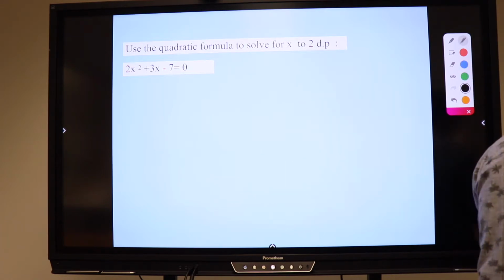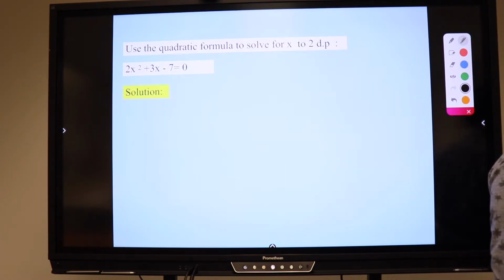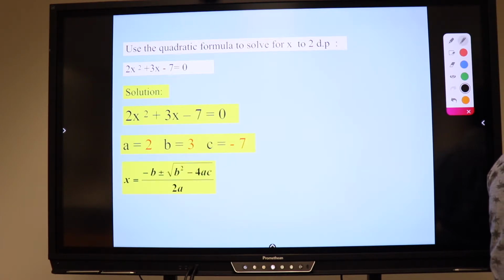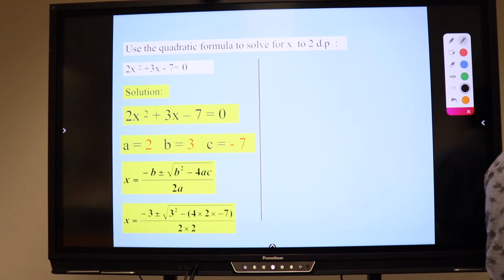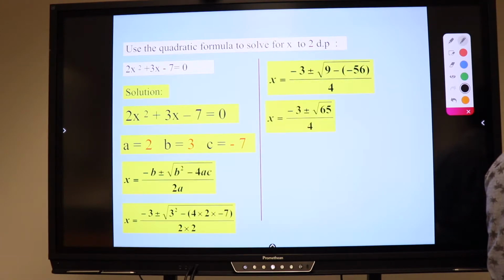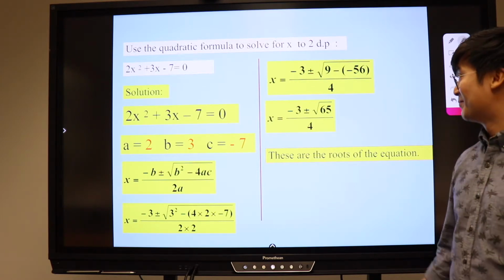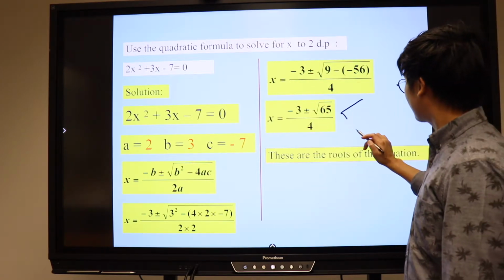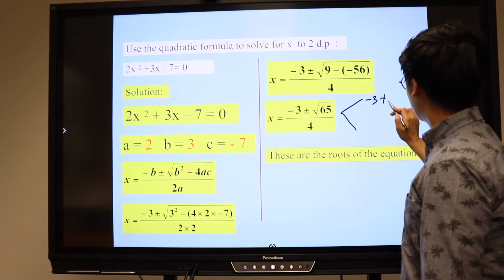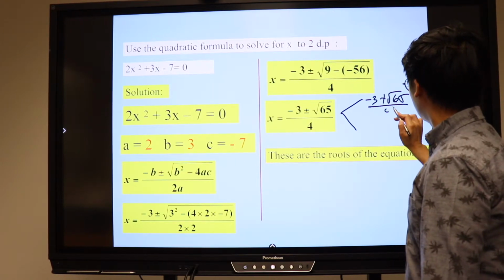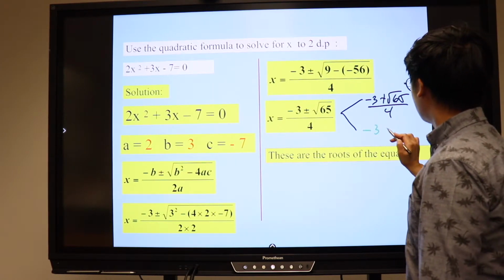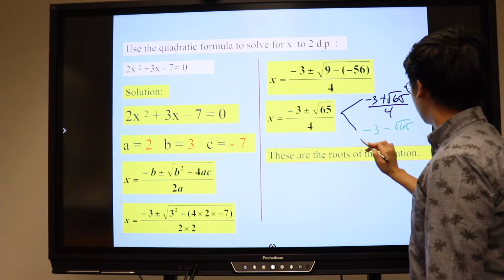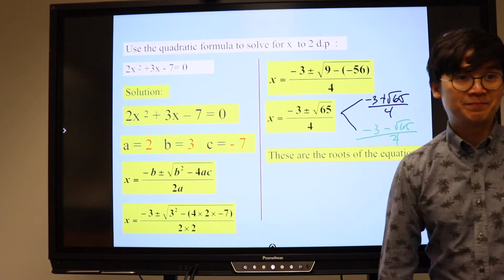Okay, let's see if we did it right. We use the quadratic formula. We have this A, B, and C. Quadratic formula. We have the substitution. And we have 65. We did it right. And that is the factors that we are looking for. Or -3 plus square root of 65 all over 4. Or -3 minus square root of 65 all over 4.